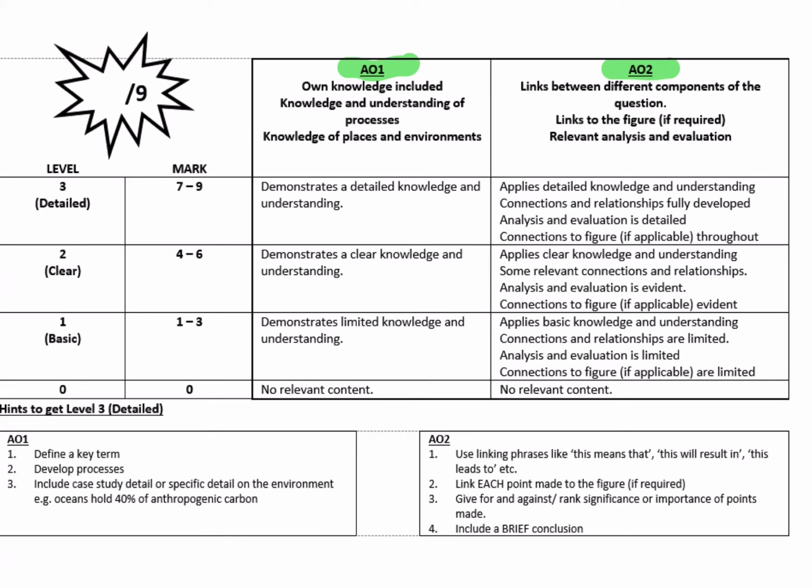To build in that AO2 then, because we've talked a lot about AO1, think about really drawing it out. Well, what does things lead to? Think about consequences. Almost write your answer as if everything is like a chain reaction. So what's next? And then. So phrases like this means that are really helpful here. Can you link your arguments back to the figure? Is there evidence? And I would signpost that as well.